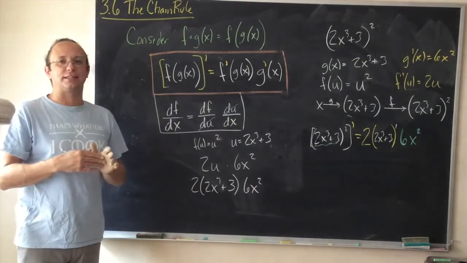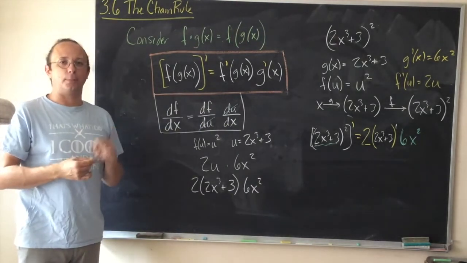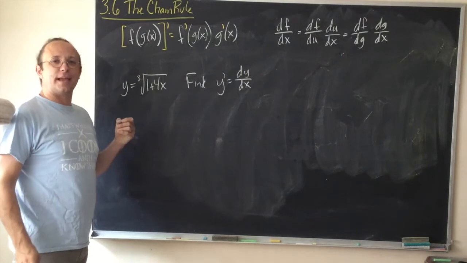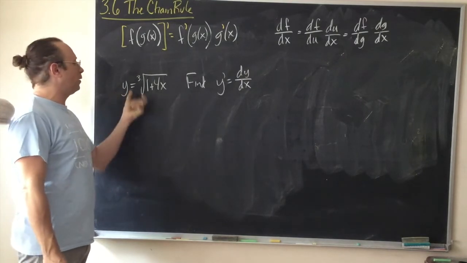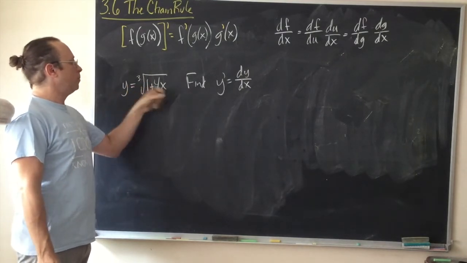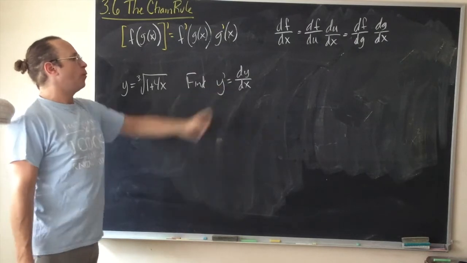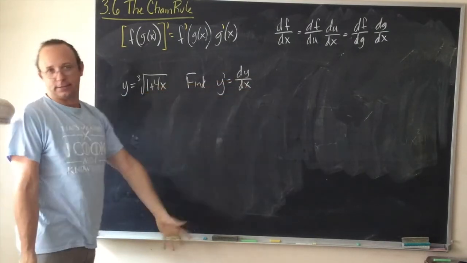The chain rule takes lots of practice. So let's do a couple examples to get good at this. For our first example, I'd like to consider y equals the cube root of 1 plus 4x, and I want you to find y prime or dy dx.